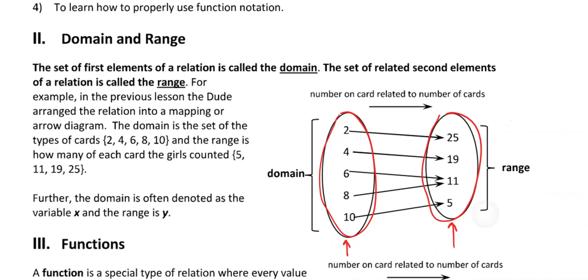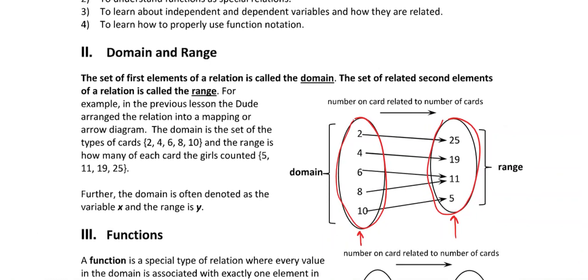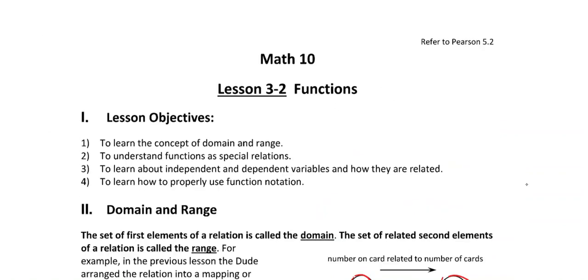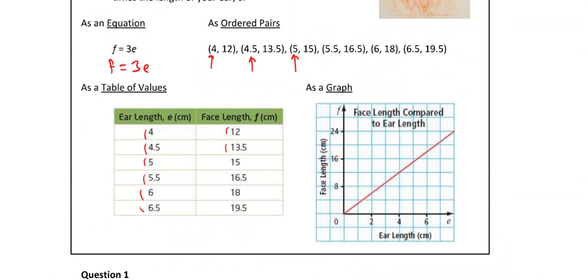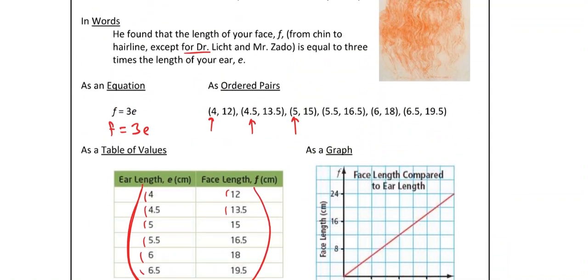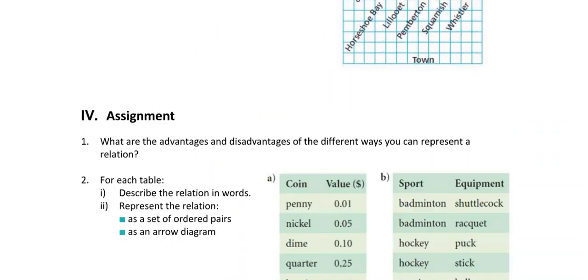All right, so that would be the same if we go back to that other lesson. Your domain values would be all of these values, and your range values would be all of these ones. And in your ordered pairs, your domains would be all of your first values, and your ranges would be all your second values.